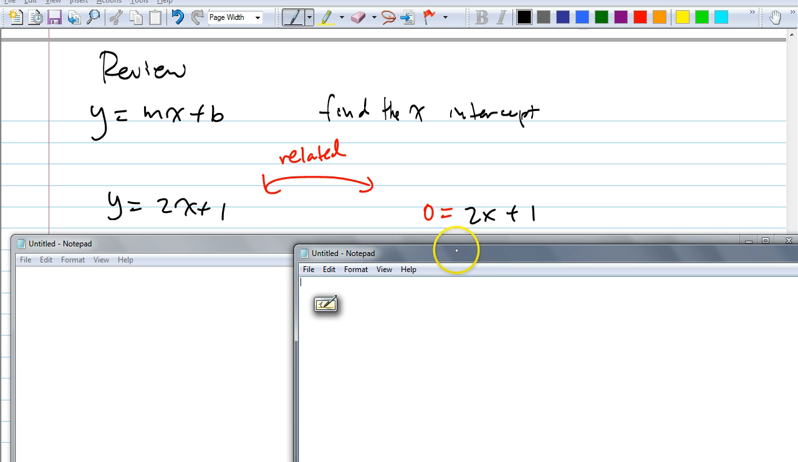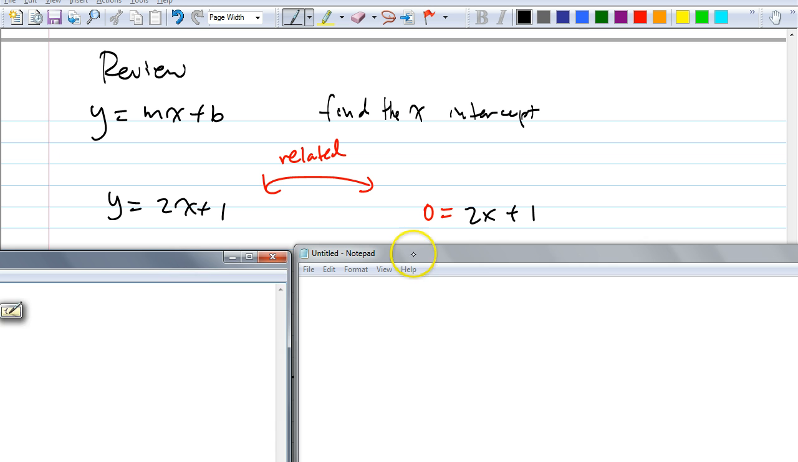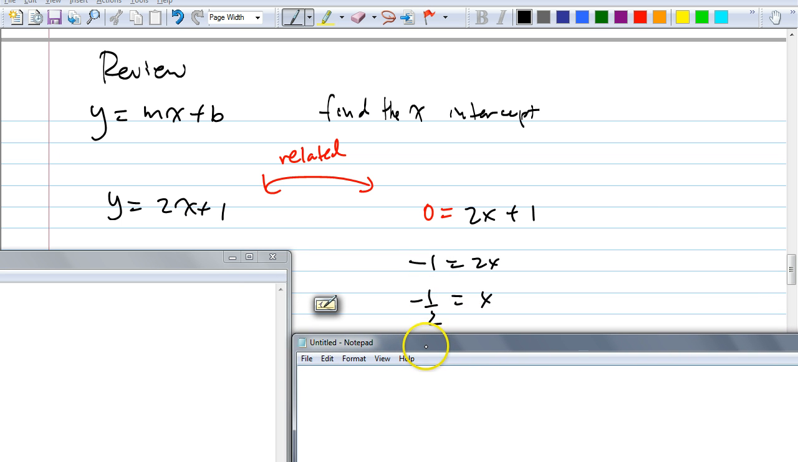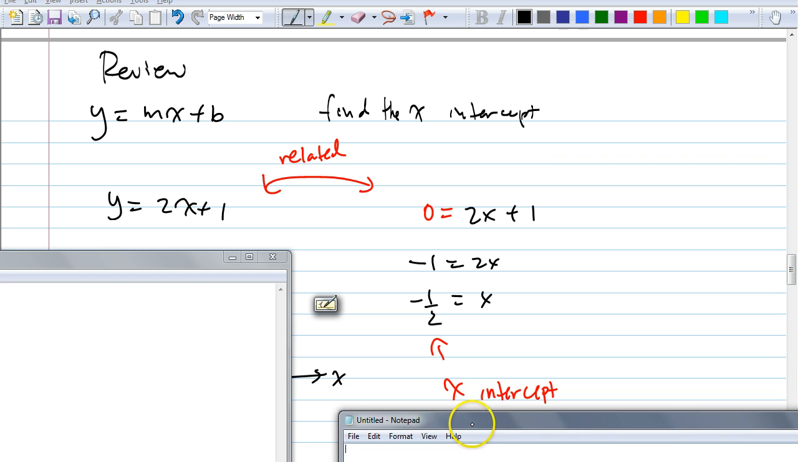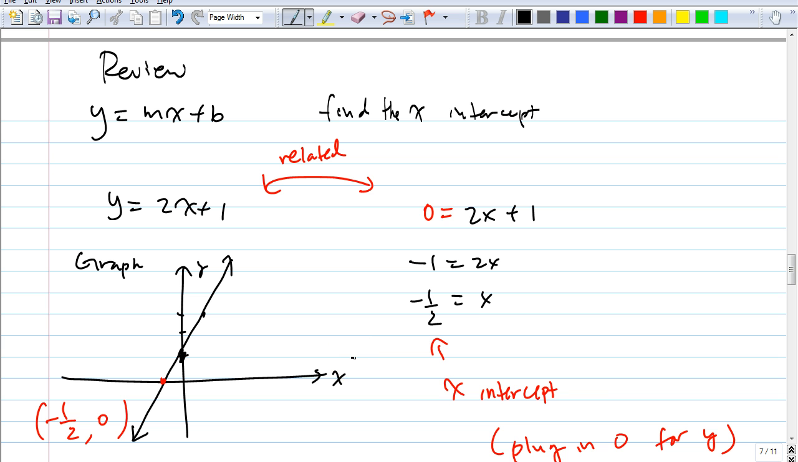Okay, so did you all subtract 1 from both sides? Yeah? And when you do that, did you all get negative 1 over 2? So there's your x-intercept. Now, let's verify. We could actually graph it right here. You know how to graph a line using slope-intercept form. You start at 1, go up one and to the right one, and when it hits the x-axis, we know what that exact point is. It's going to be negative half comma 0. Would you not agree? Yes? So that's how you find the x-intercept.